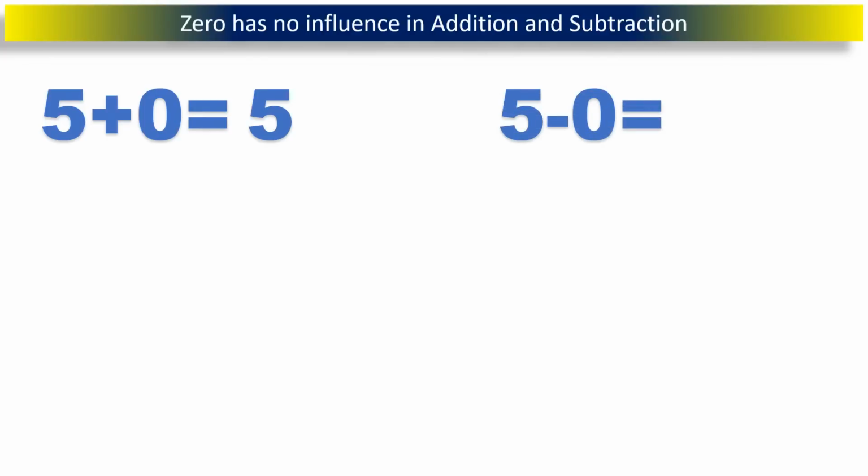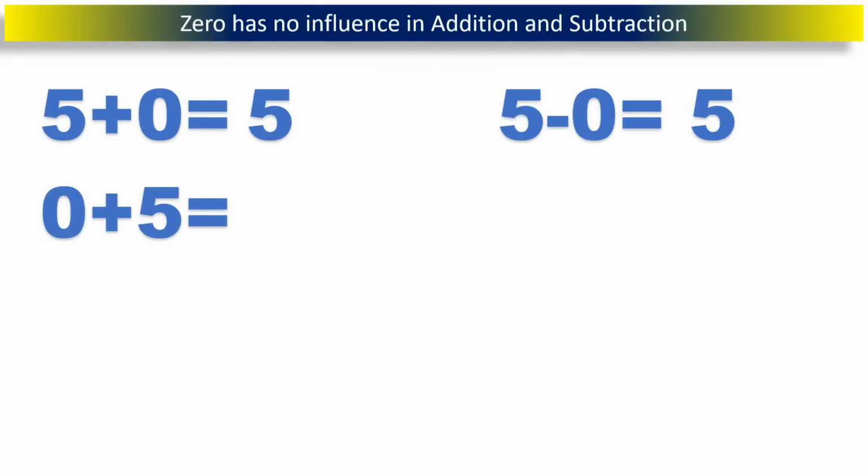Similarly, 5 minus 0. As I said, 0 does not have any positive sign or negative sign, so it does not have any power in addition and subtraction. That is the main agenda of this particular example. That's why I have said 0 has no influence in addition and subtraction. So during subtraction, if you have 0 like this, you can directly say the answer is 5.